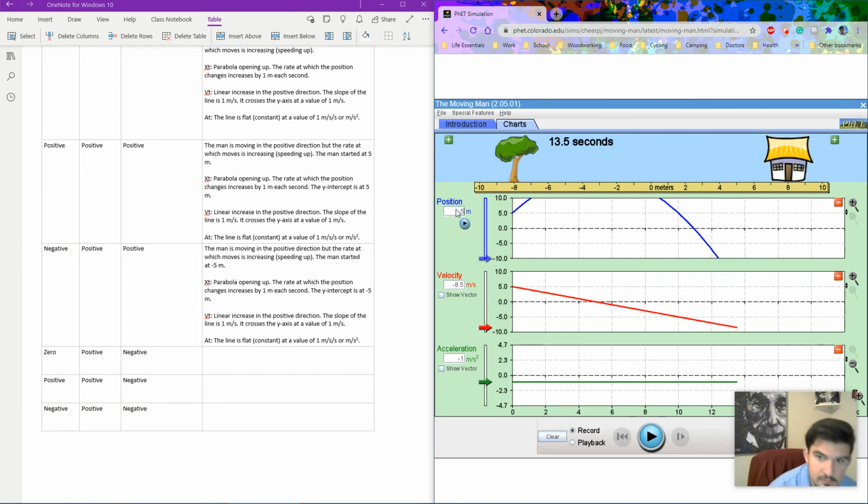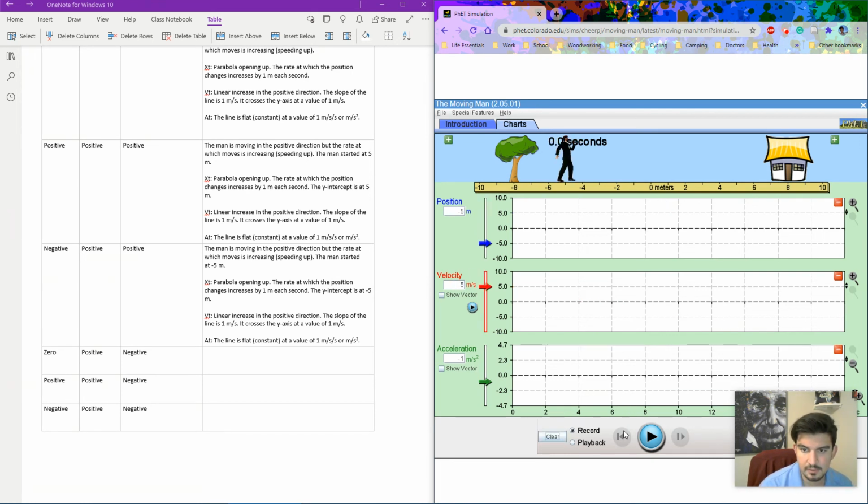Now for the last one, we're going to set our position negative, our velocity positive, our acceleration negative. Here we go. All we're going to get is a really clean parabola here. And it did not record my acceleration. Let's try this one more time. One day I'll get this down. Position of -5, velocity of 5, acceleration of -1.